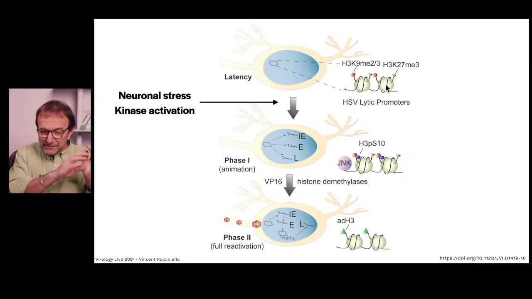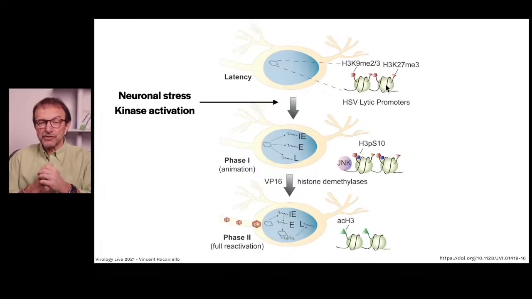So remember, when foreign DNA comes into the nucleus, it's chromatinized, it's wrapped around nucleosomes, and it's methylated to shut it down so it can't be transcribed, as a defense against invading DNA. So that's the state of herpes DNA. So how do we reverse it?